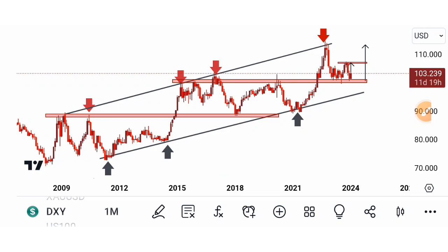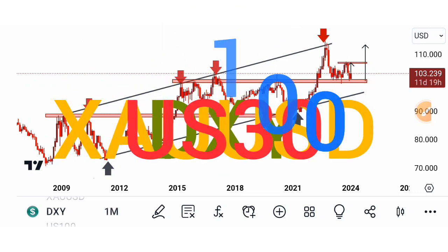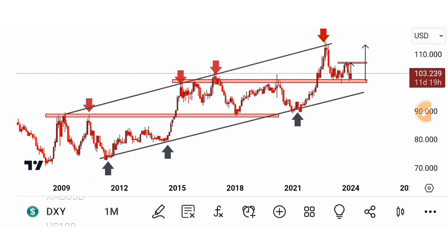It's the time of the week where I do the weekly analysis, and today I'll be analyzing the dollar index, gold, US30 and US100. And I'll start with the dollar index since it's the first on the watch list.